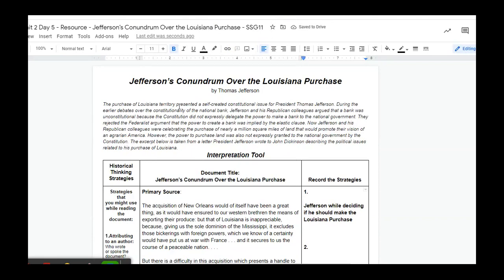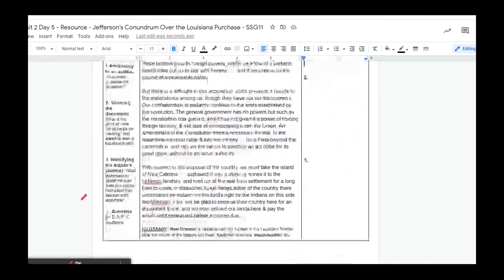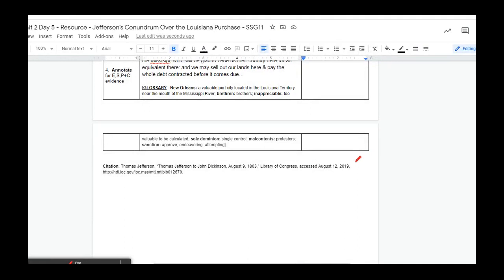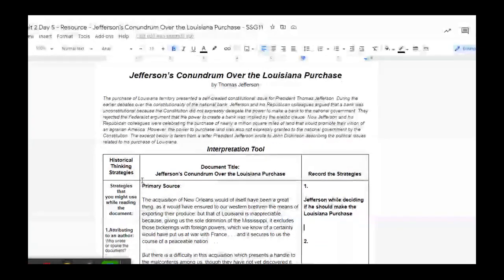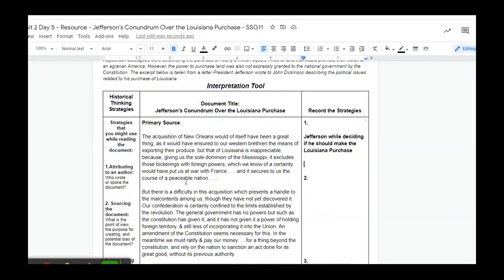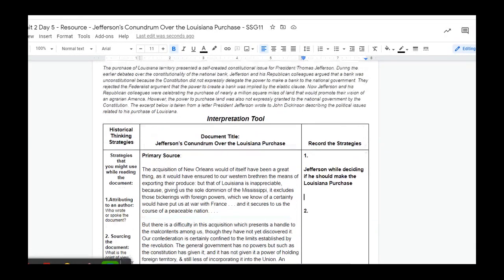I read the blurb. That's this paragraph up here. That's the blurb. And then I usually look if there's a date. It says August 9th, 1803. So I give myself a date. Down the bottom, they always have the citation. Okay. So now let's go back here. What is the point of view, purpose for creating, and potential bias of this document?